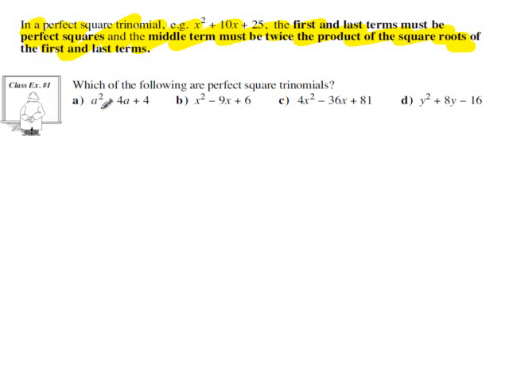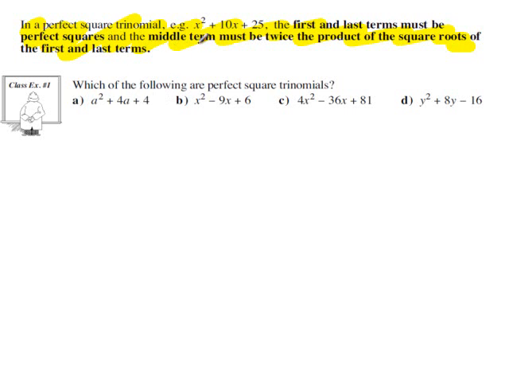First we need to check that the first and last terms are perfect squares. So a perfect square is anything that you can write in the format of something squared. A squared is a perfect square. 4 I could write as 2 squared, so that's a perfect square as well. So it meets the first requirement.